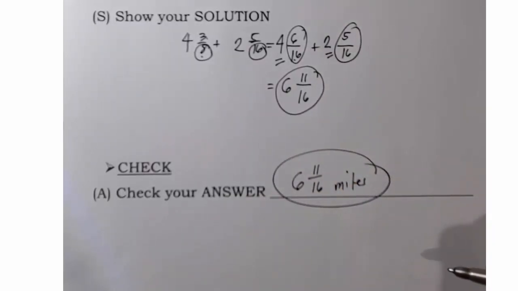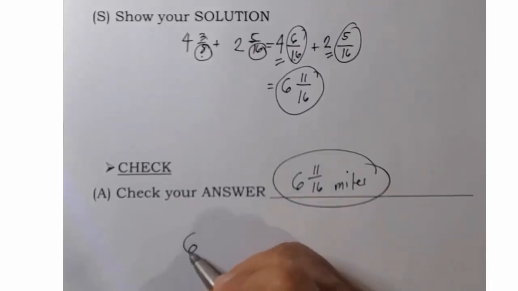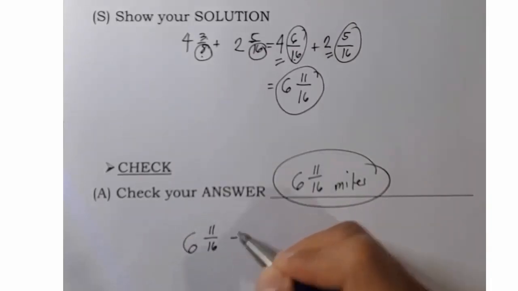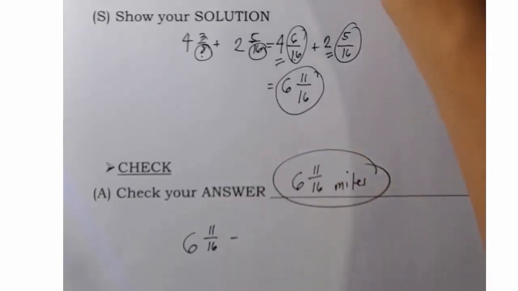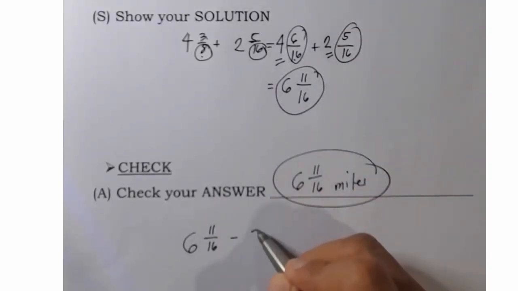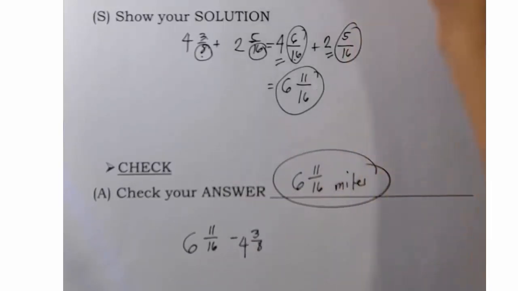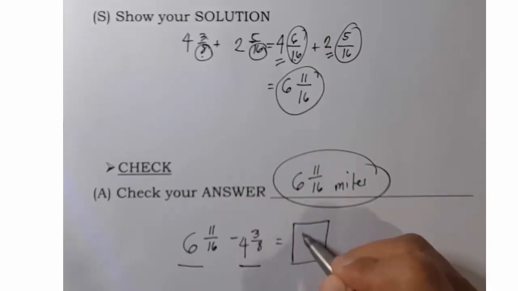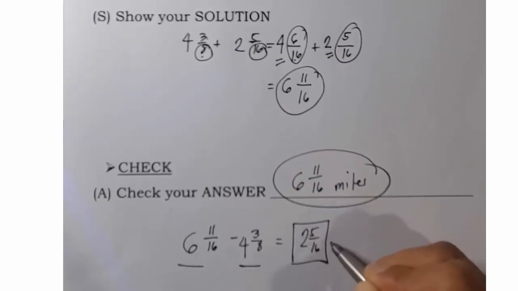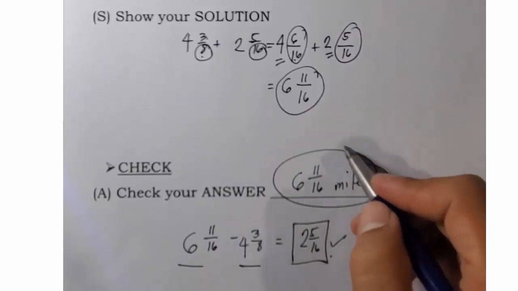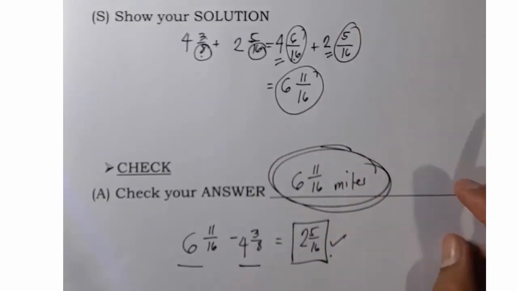In order for you to check your answer, you will have to subtract from 6 and 11/16 either 4 and 3/8 or 2 and 5/16. And of course, if you subtract these two numbers, expect that your answer is 2 and 5/16 if you subtract 4 and 3/8, or 4 and 3/8 if you subtract 2 and 5/16. If you get that answer, then your answer 6 and 11/16 here is correct. So our answer is 6 and 11/16.